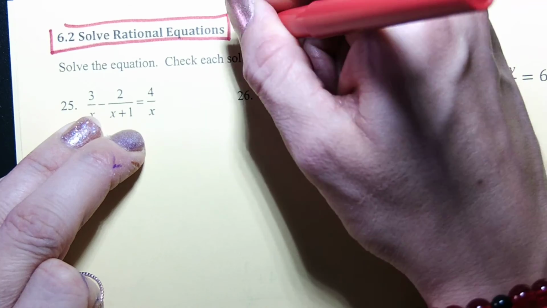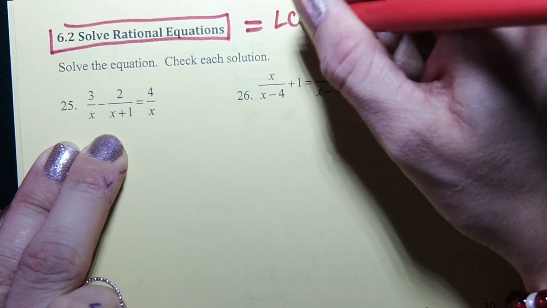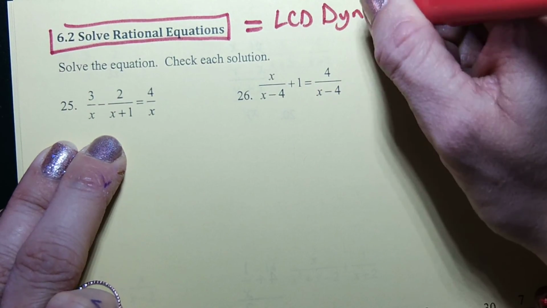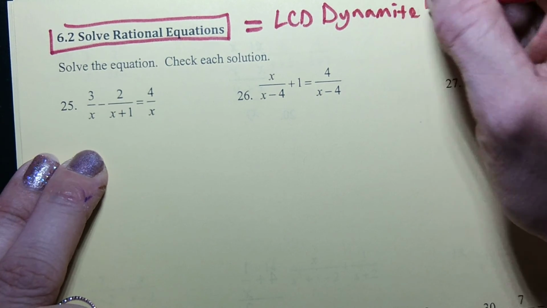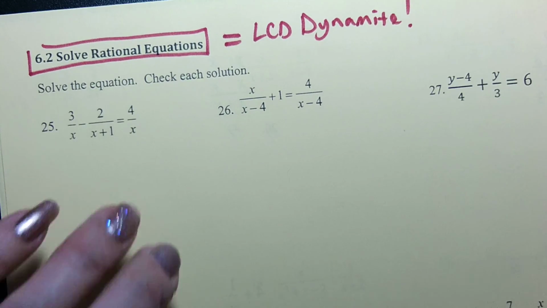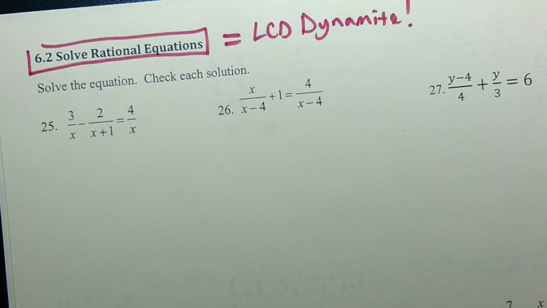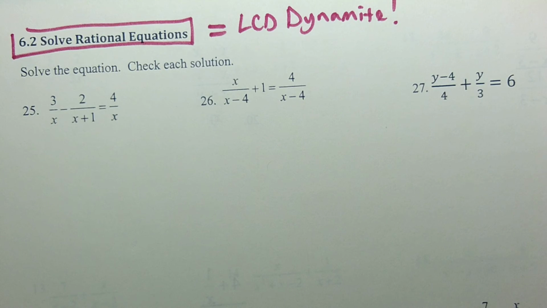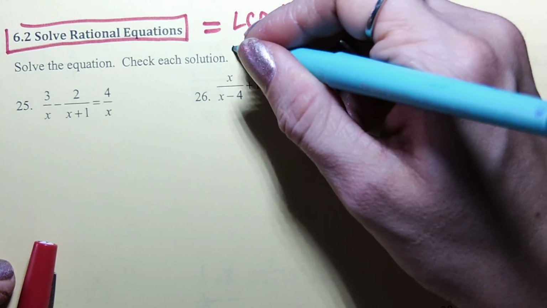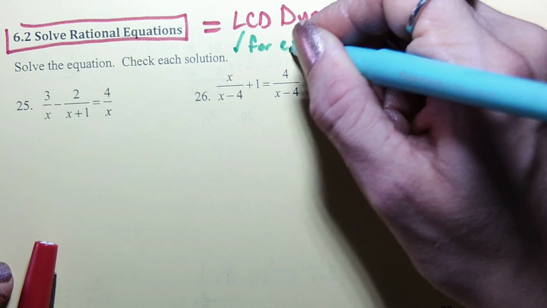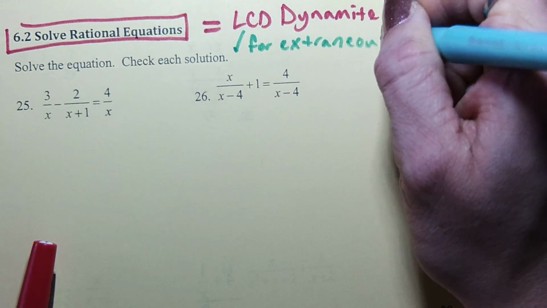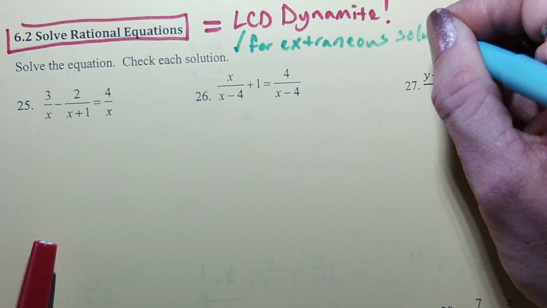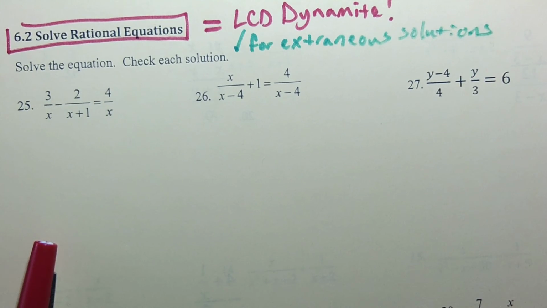When you see that equal sign, I want you to think the LCD is dynamite. We find the LCD and we use it to blow up all of the fractions by multiplying through by the denominator. The other tricky thing with solving, check for extraneous solutions. And how we do that is we identify any restrictions on the equation first, just like we did with the graphing.